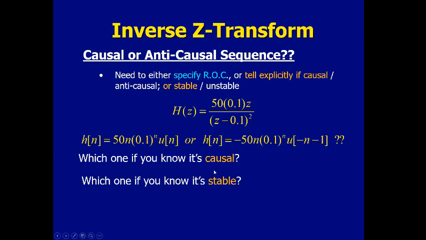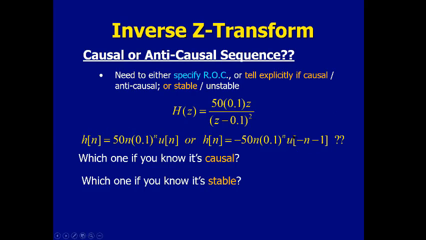And if my region of convergence begins at the outermost pole and goes outward, which it would for a causal system, then it can include the unit circle, which is the criterion I need for a stable system. So it only makes sense that if the system is stable, it has to be the causal case.